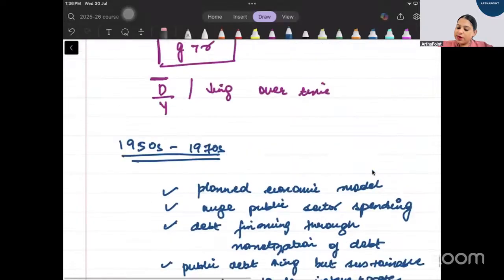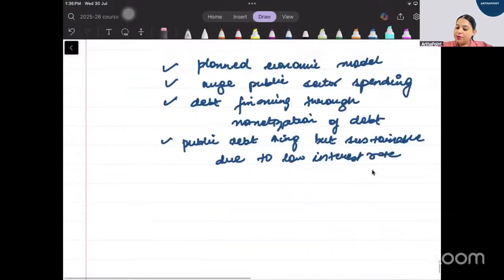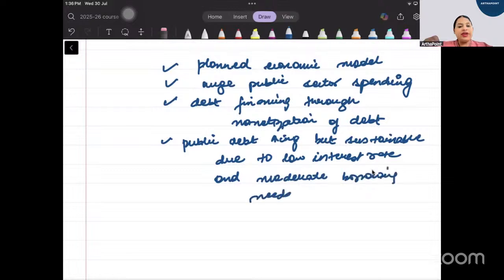So this R was very low. The interest rate was very low, right? And borrowing needs were moderate. So the key feature of this period was fiscal development. Yes, the focus was on capital expenditure. We were putting all the money into capital and machines. So whatever government was spending, it was productive spending. The internal debt was dominant. External debt was very low; we were borrowing very little from outside. Most of the funding was done internally.